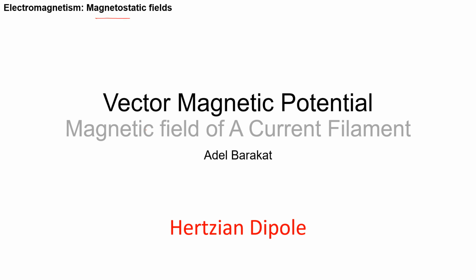Welcome again to magnetostatic field. Today we will use a vector magnetic potential to find the magnetic field of a current filament, which later we will know as a Hertzian dipole.